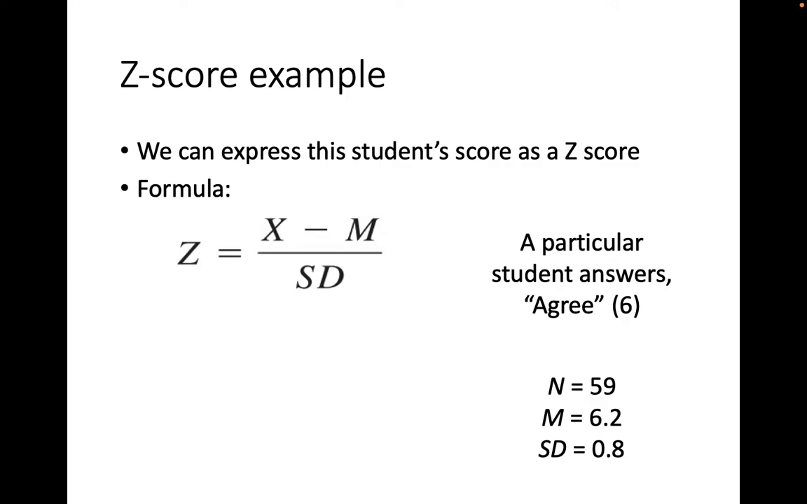Going further, we can express this person's score as a z-score. You can see here I've presented the formula for calculating a z-score. What we do is we subtract the mean from the score to get a deviation score. You'll see that in the top of the formula in the numerator. Then we divide the deviation score by the standard deviation.